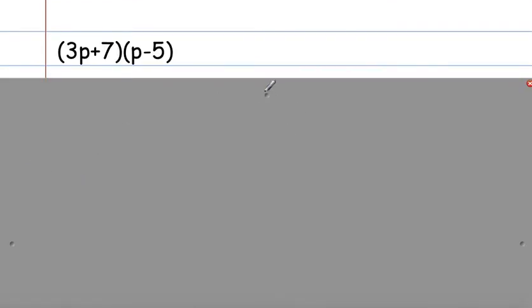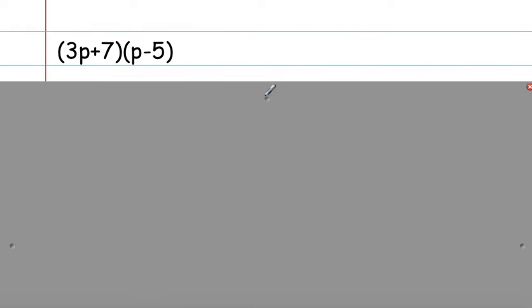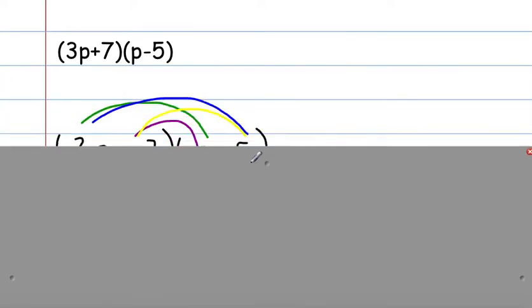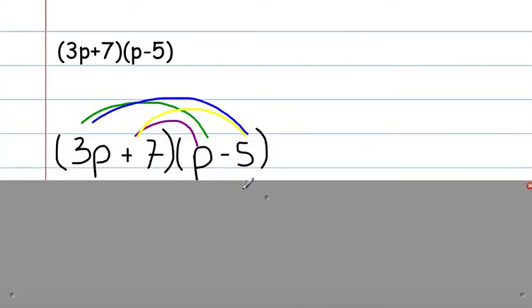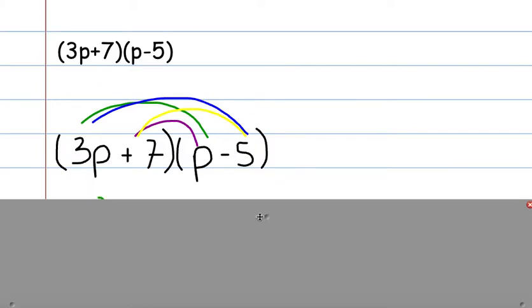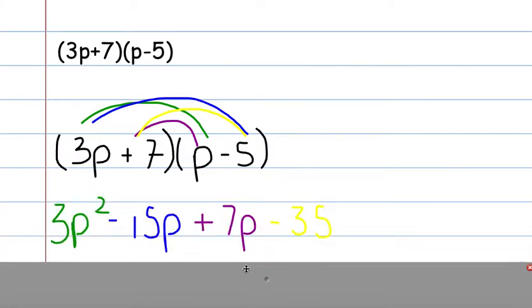Okay, so this is our last FOIL problem. If you go ahead and solve this on your own, you can follow along with my color coding, but here's what our answer is going to be when we FOIL. If you follow the green, that indicates our first terms, so we have a 3p squared. And then our blue term indicates our outermost terms, which will give us a negative 15p because we have a 3p times a negative 5.